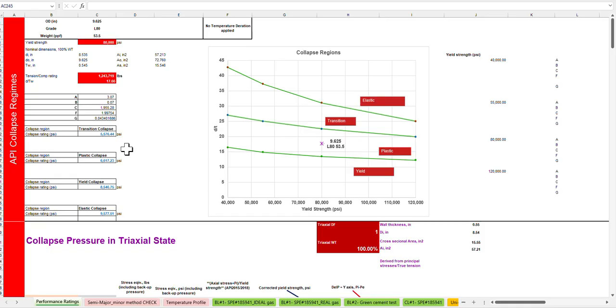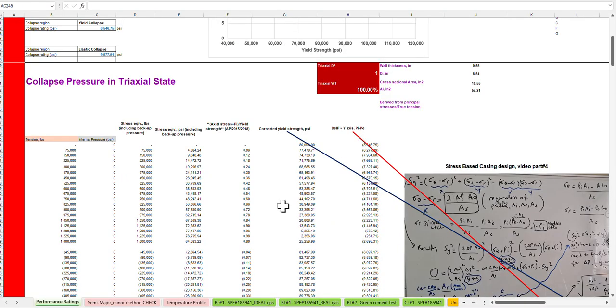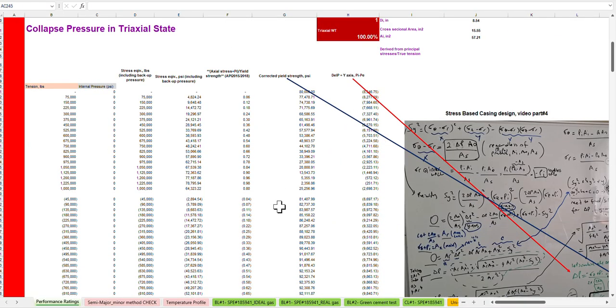In the performance rating tab, on the top I have the collapse regimes. These are the 2018 collapse regimes. So you have the transition, plastic, yield, and elastic collapse regime. So I could easily find where my grade and the specific geometry of the casing lies, and then I know the collapse rating from the API. This is the uniaxial one.